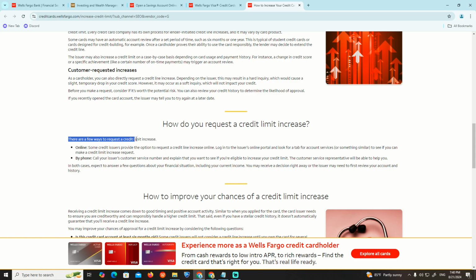Online, some credit issuers provide the option to request the increase online. Log in through the issuer's online portal, go to the service or services menu, and find the credit limit increase option.